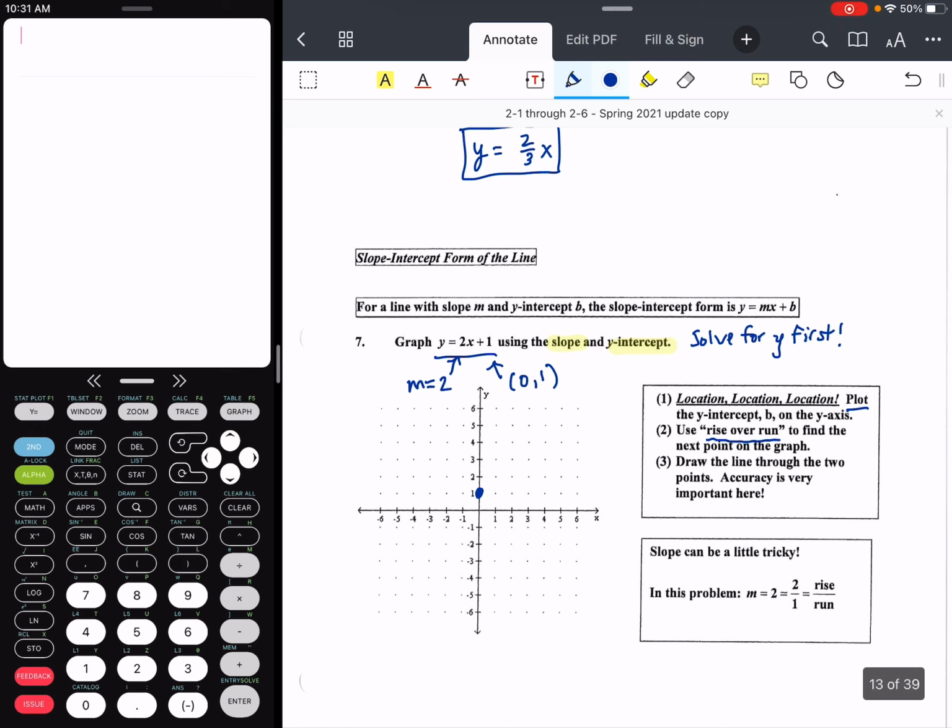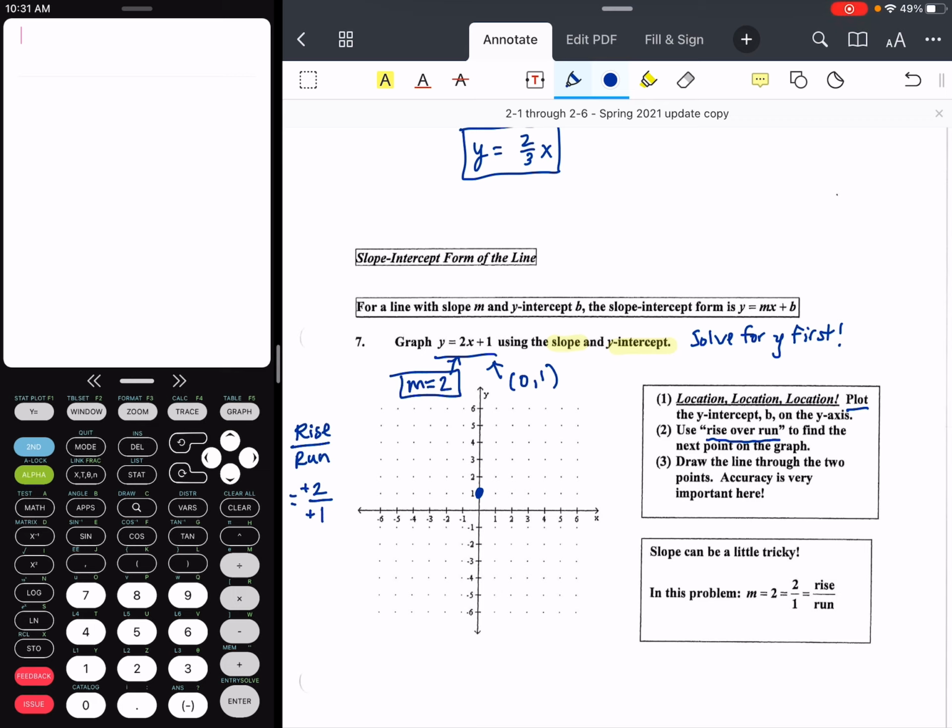So for step 2, I want to use that rise over run definition of my slope to find the next point on my graph. So if I ask you guys on a test, what's the slope? You guys tell me 2, period, end of sentence. That's the only correct answer. As you're graphing, if you want to think of your slope in terms of rise over run, the slope of 2, I could think of it as 2 over 1. Okay, so this is to graph my second point, and specifically it's a positive 2 over a positive 1.